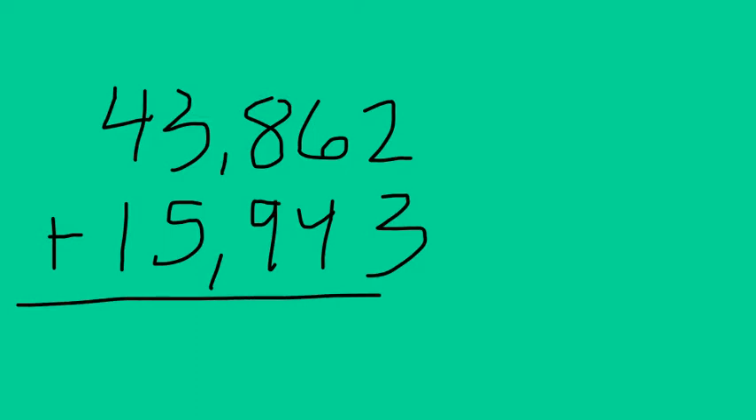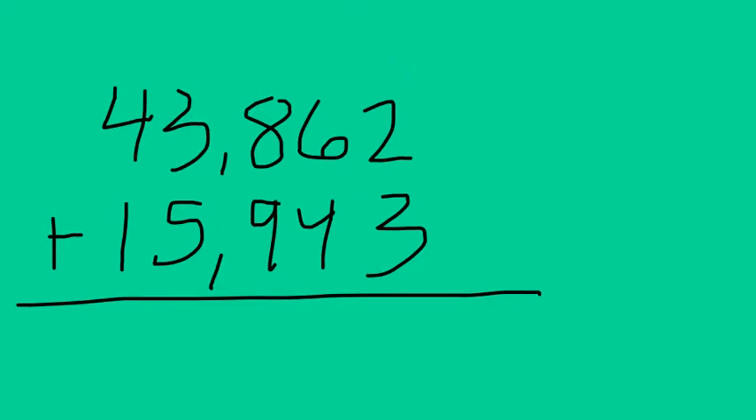Now this will work for any size number because no matter how many place values I move over, it's always in groups of 10. So if I have the number 43,862 and I want to add on 15,943, I can use the same steps as long as I remember that once I get to 10, I need to regroup to the next place value.